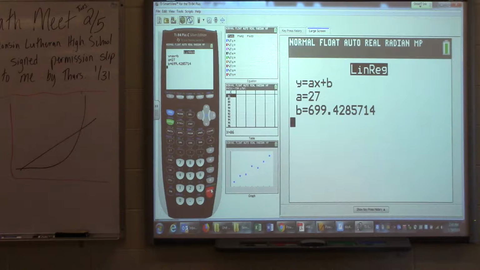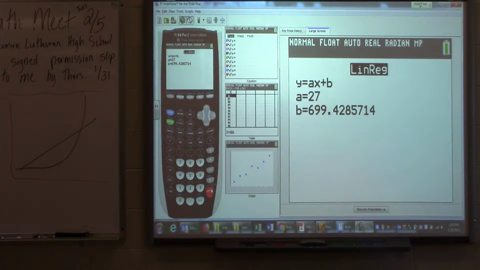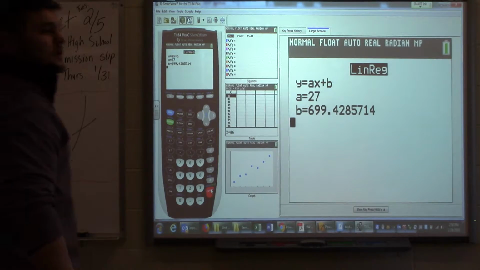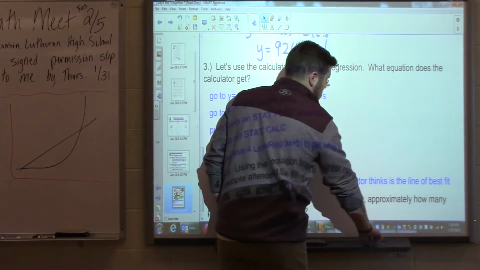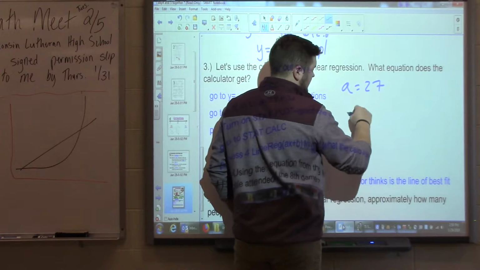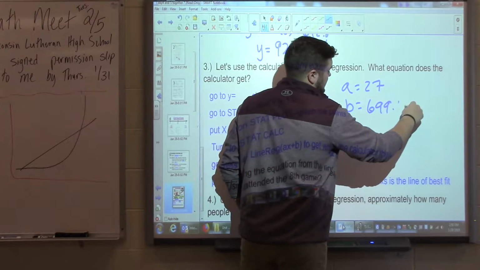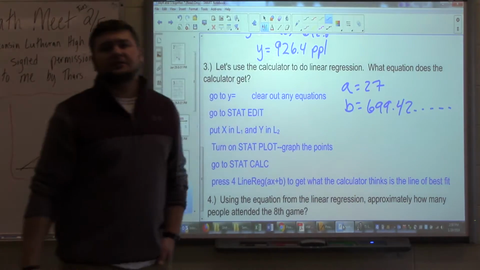It didn't work? What? Okay. Let me do this right. Okay, so you don't need to put L1, L2. Alright, so guys, A equals 27. B equals 699.42 and so on. That's what it tells us.